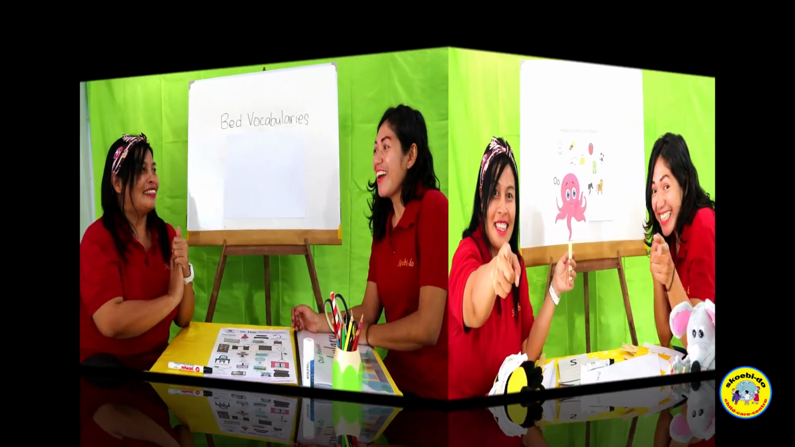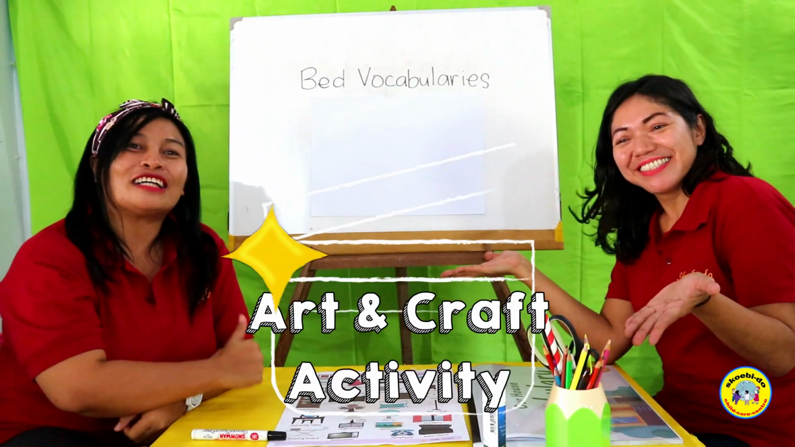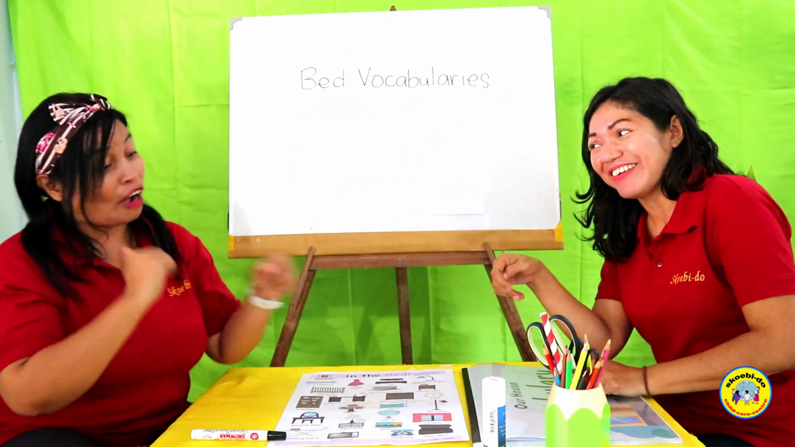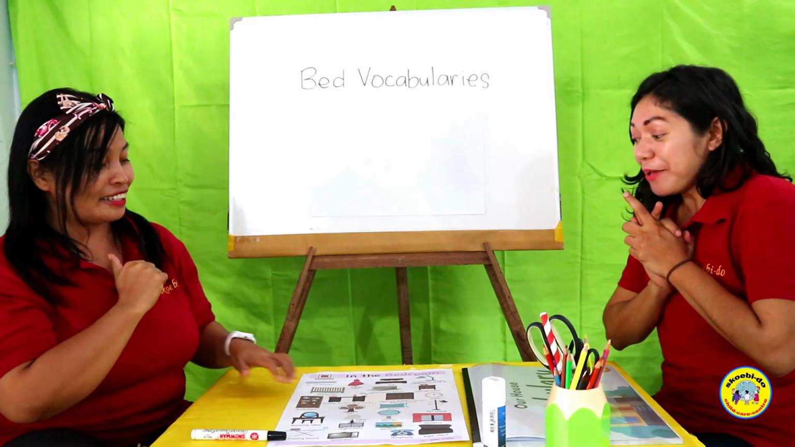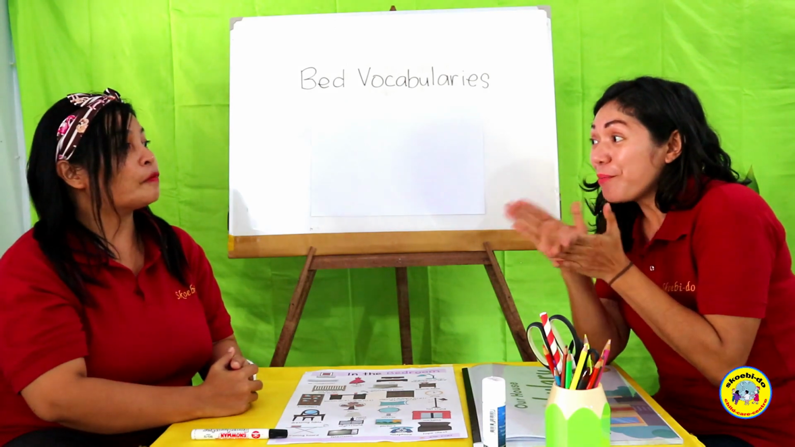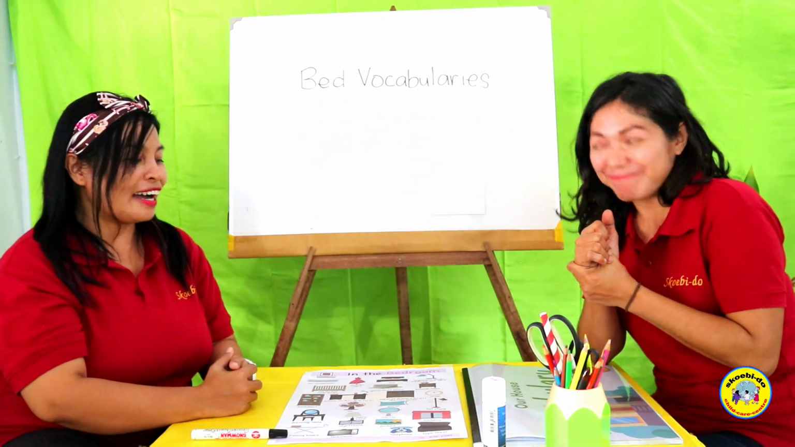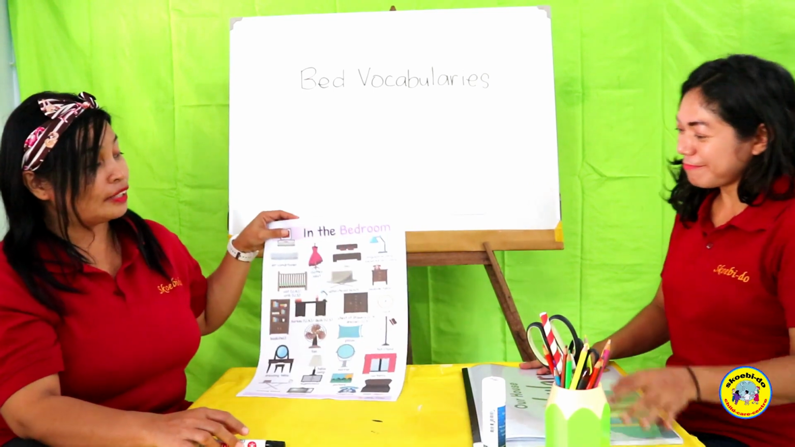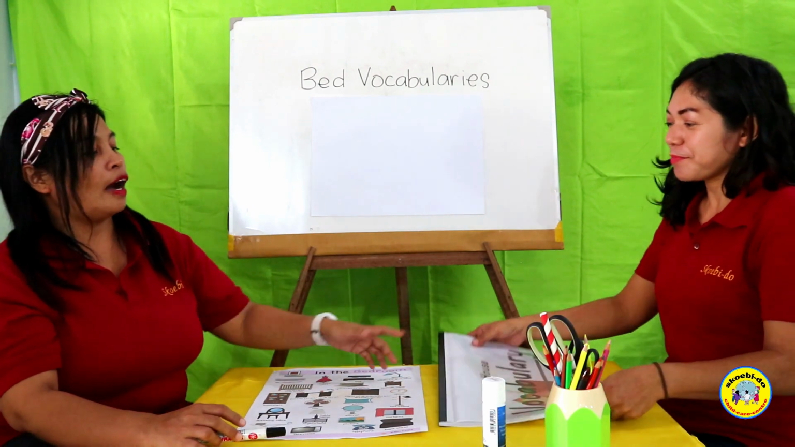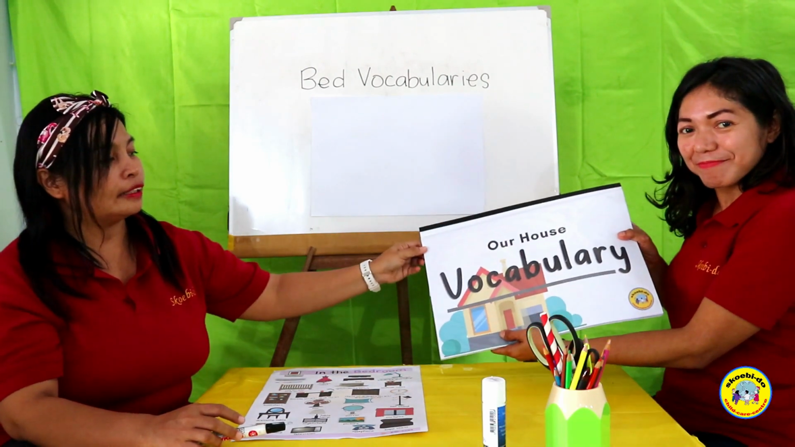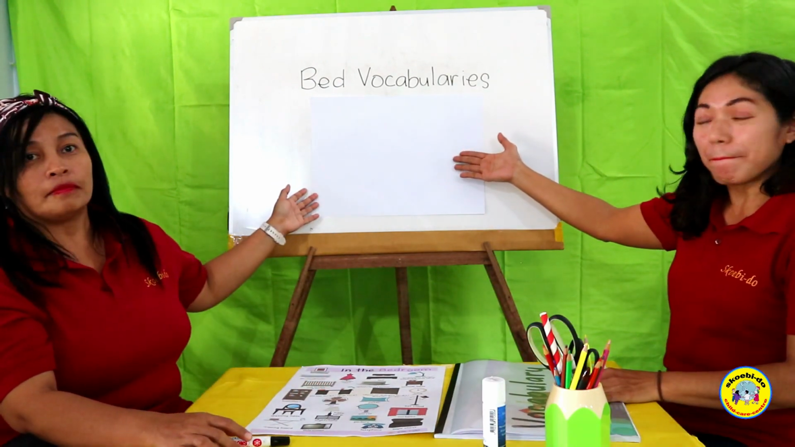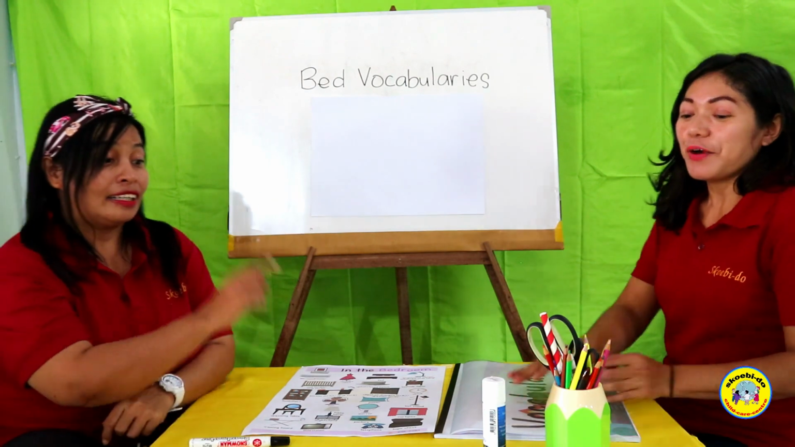Yes, I can read. So now, kids, it's time for us to do our art and craft activity. What can we do today, Miss? Today we will continue to collect objects from our bedroom, as the picture that you saw before. We also need our House Vocabulary book. And we also need black paper.